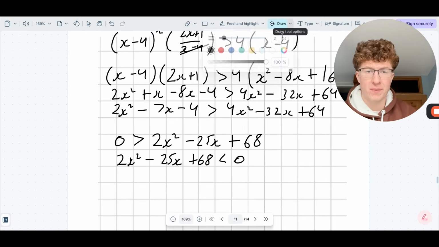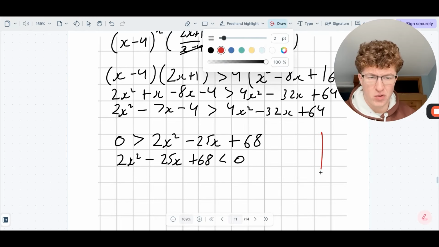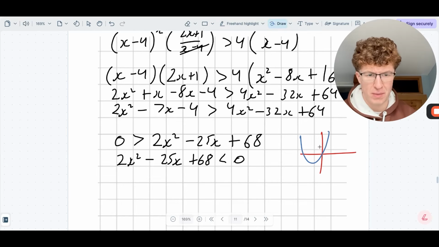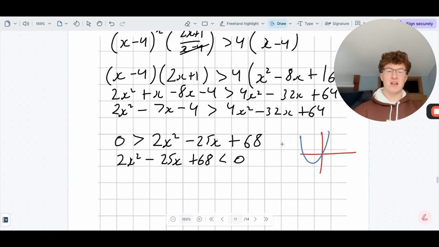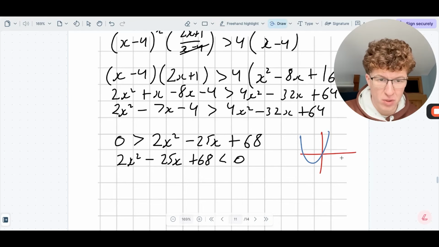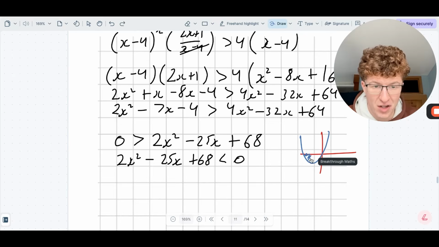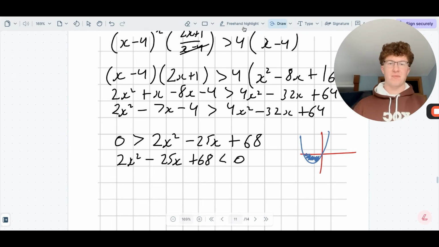So, real quick, if I draw a graph, this is a quadratic, so we know it's going to look something like this, just by pure guess. It's going to look something like that. We have less than 0, so we're talking about this negative region down here. So we know our answer is going to be in this little region down here.